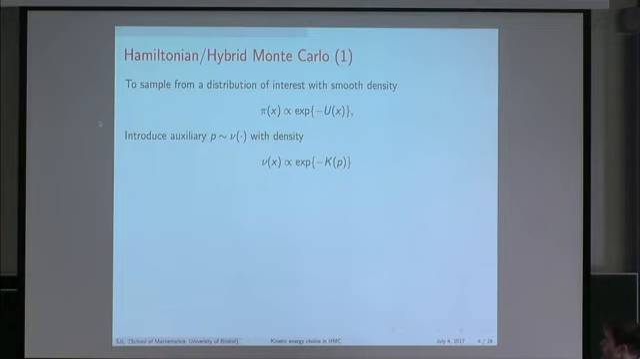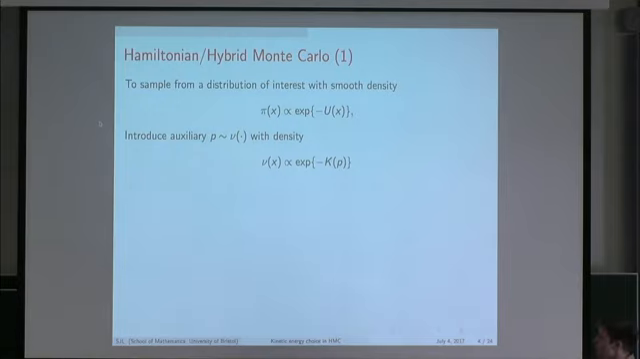So how does Hamiltonian Monte Carlo work? Well, first I introduce an auxiliary variable, p, which is typically called the momentum, and it's going to be of the same dimension as x. I get to choose the distribution of this auxiliary variable, so I'm going to write it as having a smooth density proportional to e to the minus K, and I'm going to refer to K as the kinetic energy.